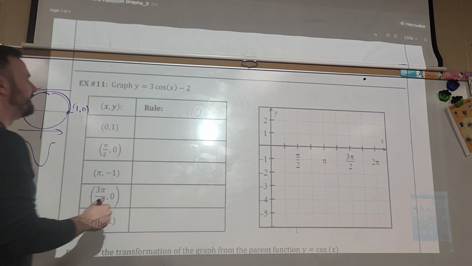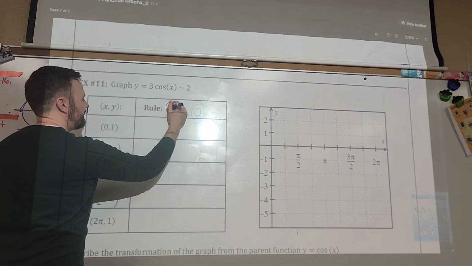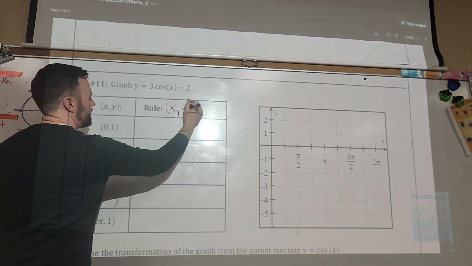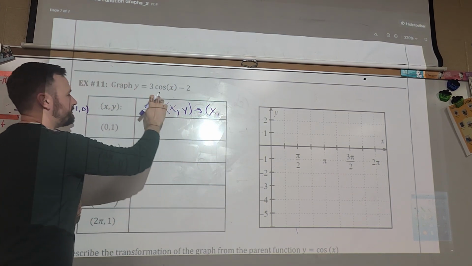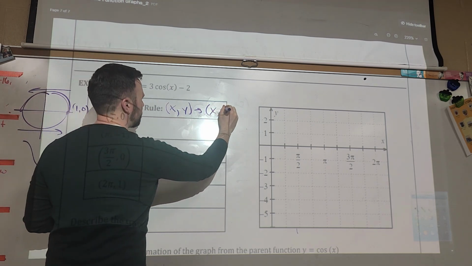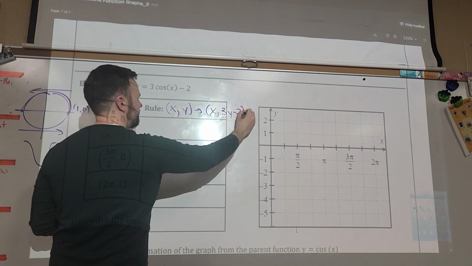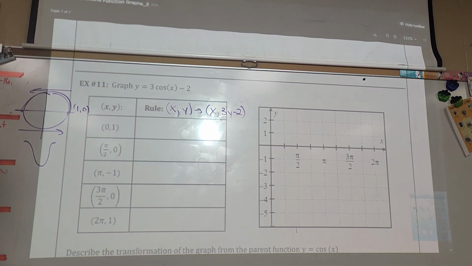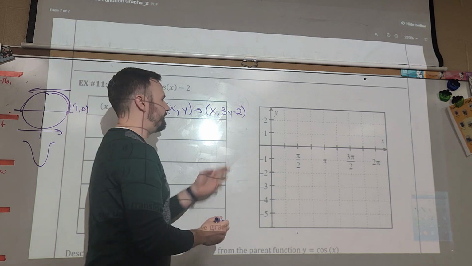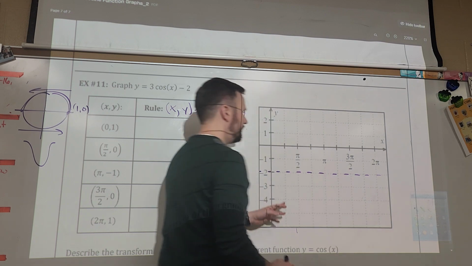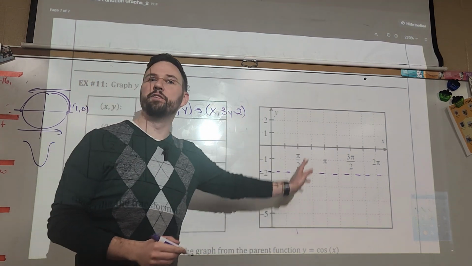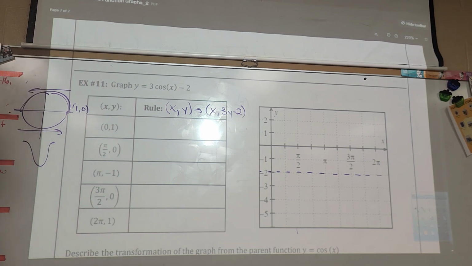What's the deal with... All right, what's my rule going to be on this one? Is anything happening to my x? Nope. Yeah, I'm going to do 3 times y minus 2. So this one does have a shift. So it's going to be a lot easier to use the 5-point method. Kind of. Because think about this. If I'm shifting it down, where's my midline going to be? Right? So if I treat that like my 0, it's going to be the same graph, right? So I shifted my midline down.